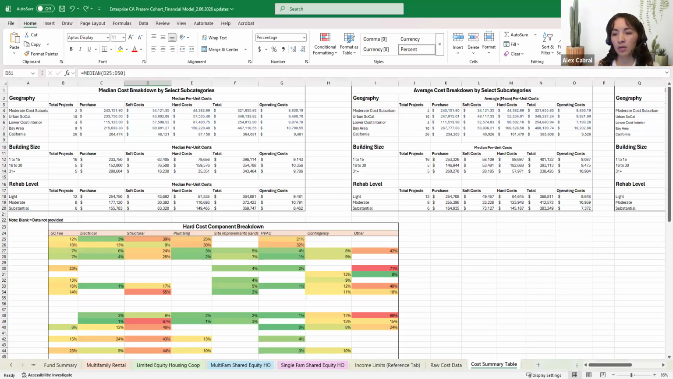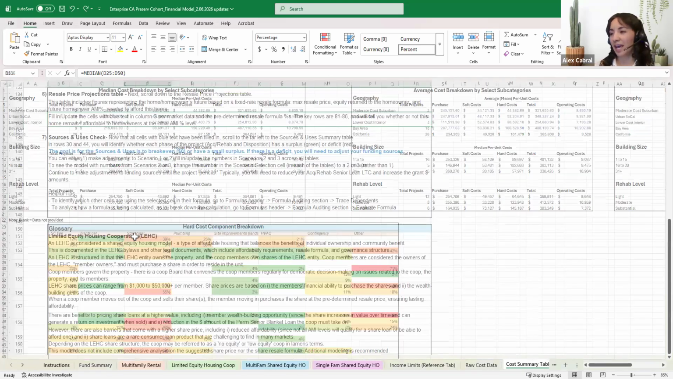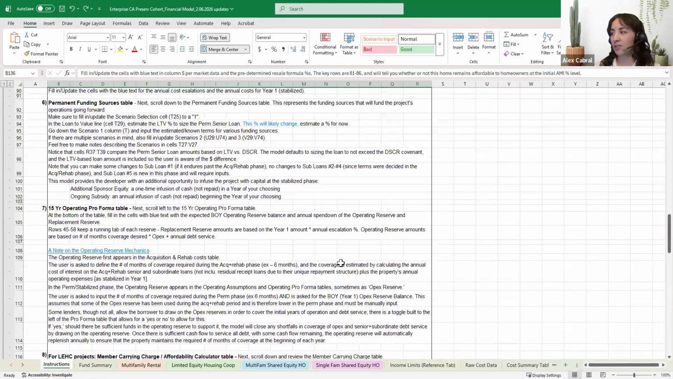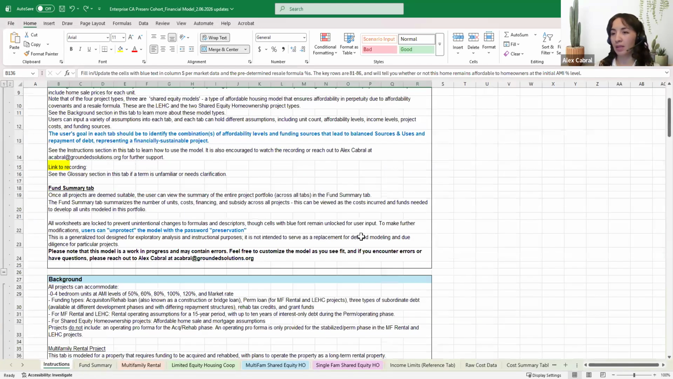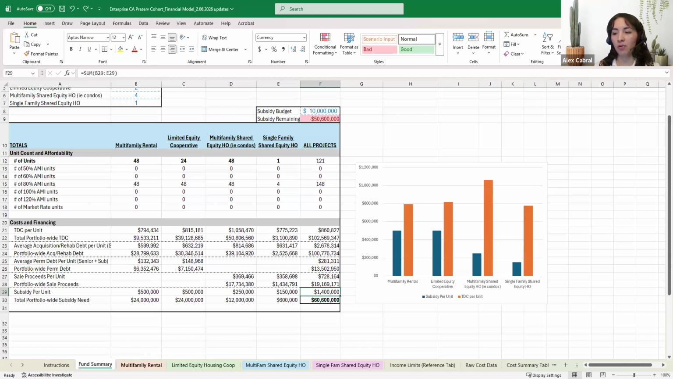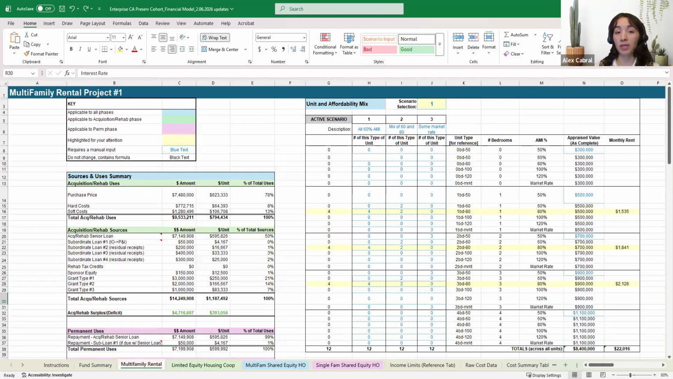Let's do a quick overview of this model. We have a few tabs. We have the instruction tab here. Let me scroll to the top. The instruction tab here. We have a fund summary tab. We have four different tabs at the bottom. These are all different project proformas, which we will walk through.